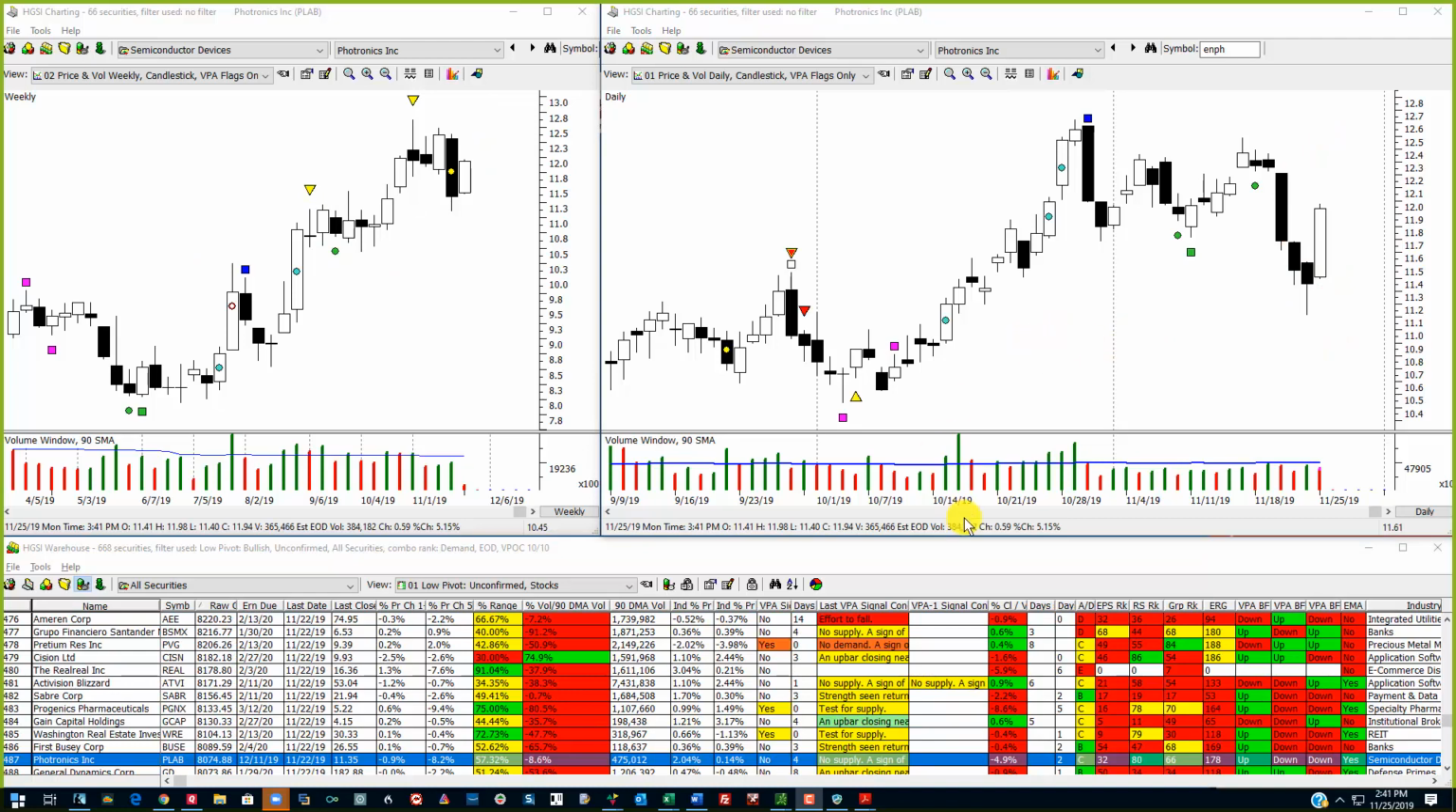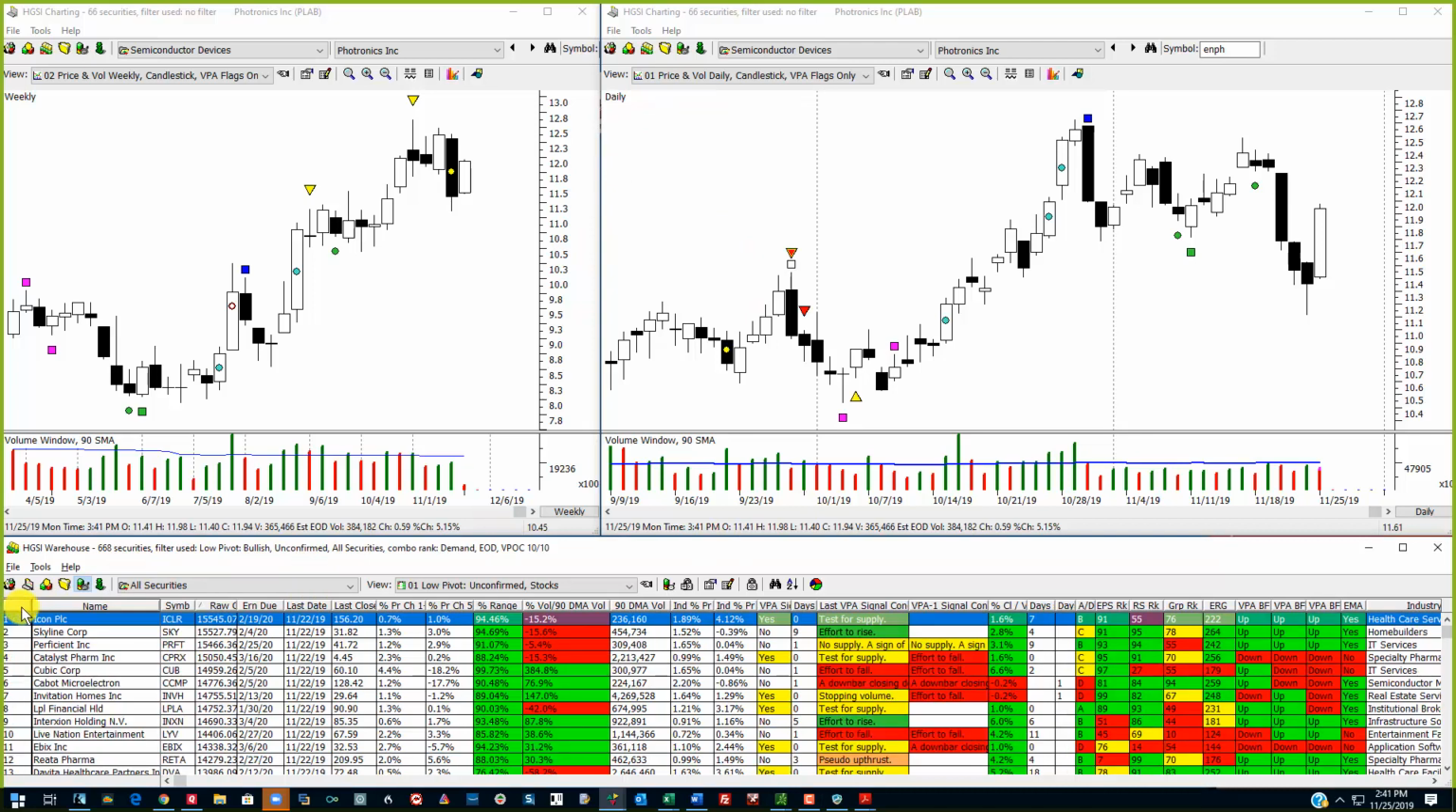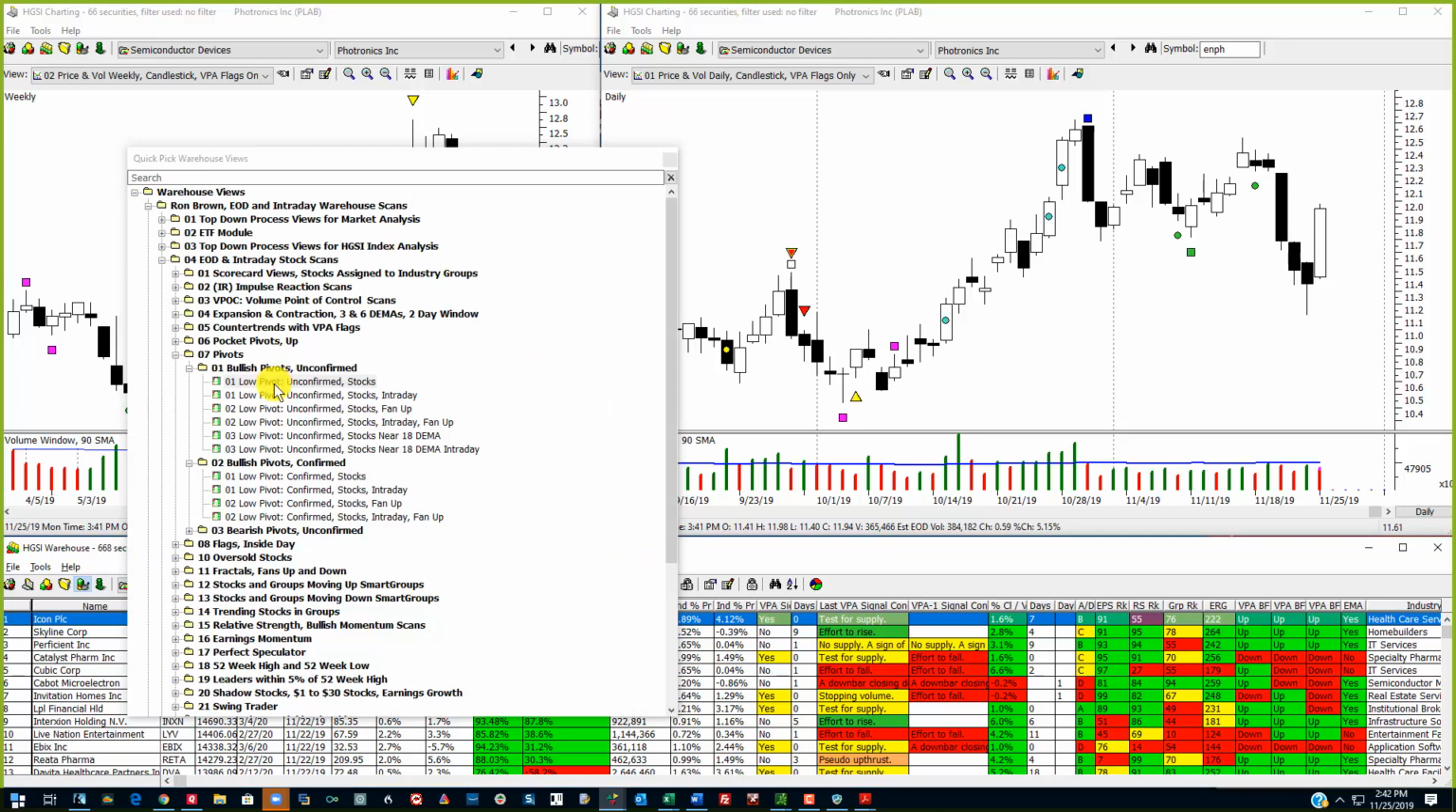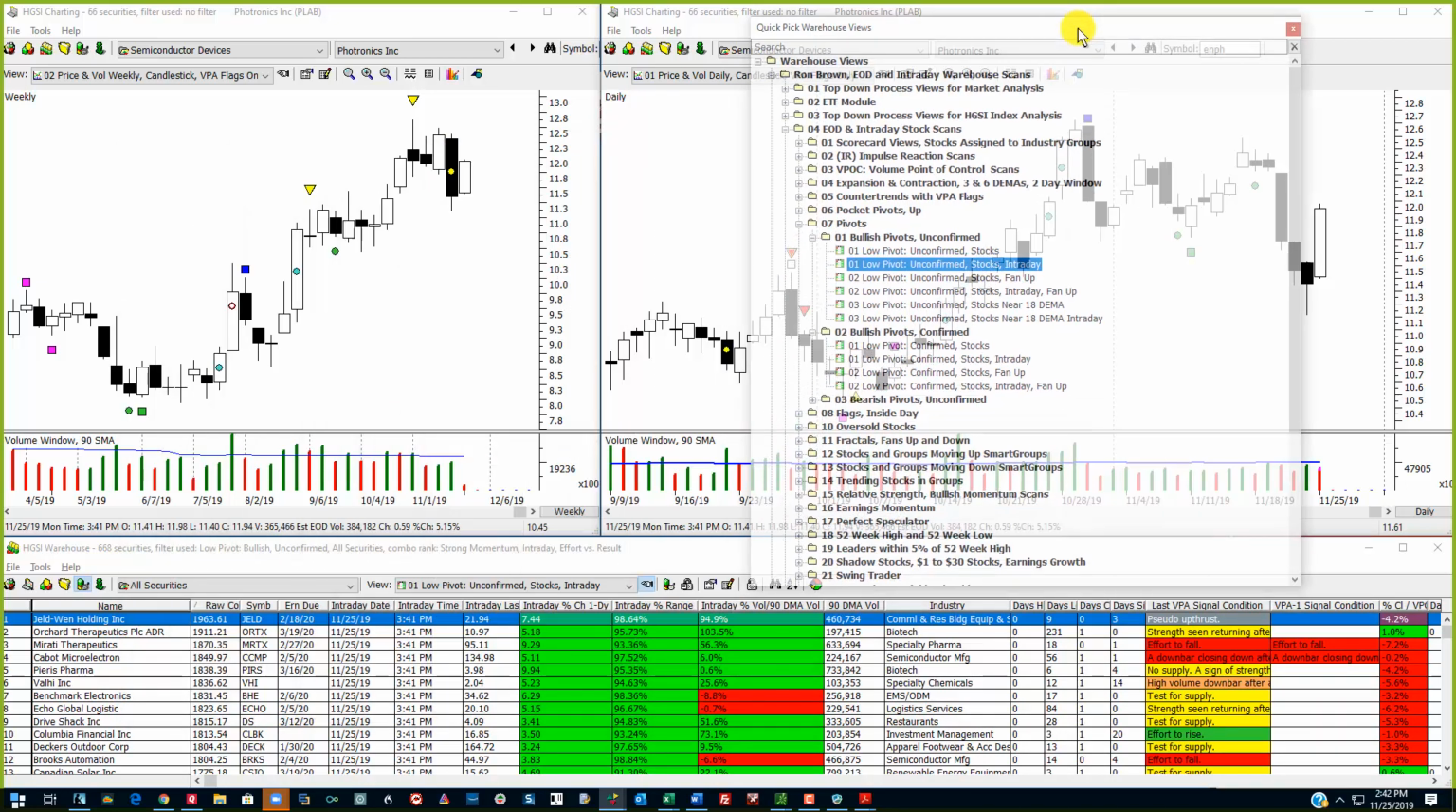Okay, so let's do this. I believe I've got the updating running in the background, and hopefully that won't slow me down very much. I am in all securities. I'm using the number one low pivot unconfirmed, and I'm going to switch to the intraday version.